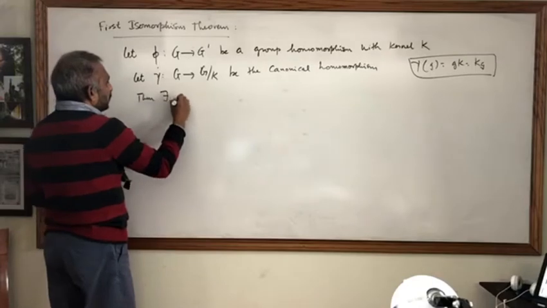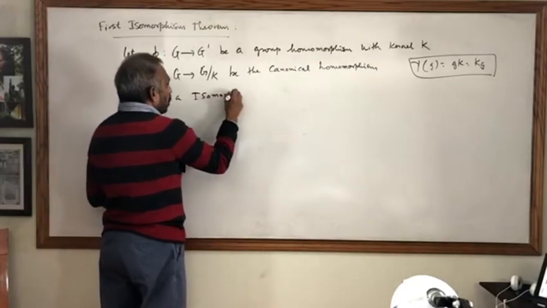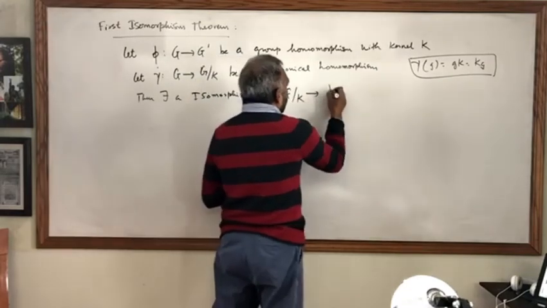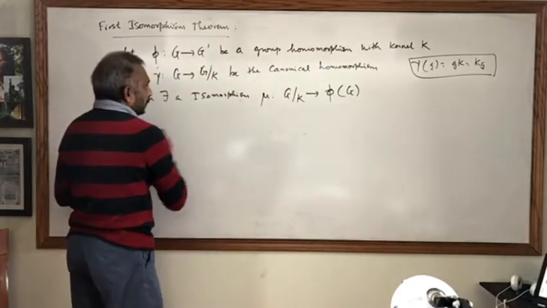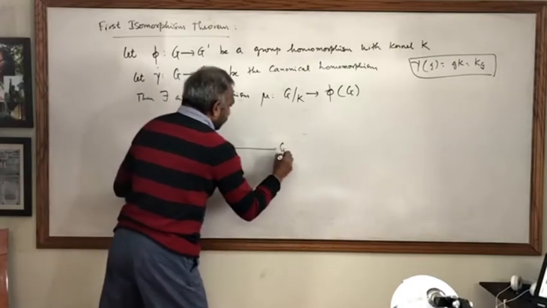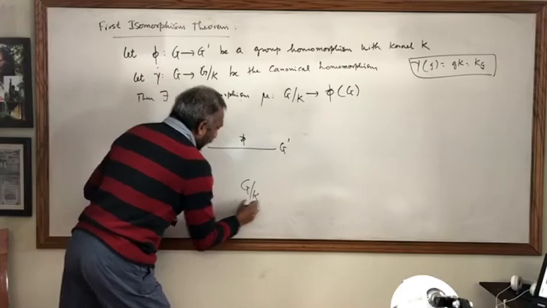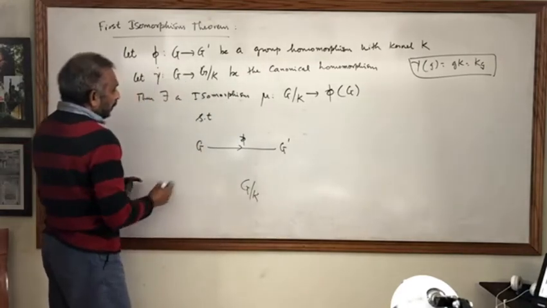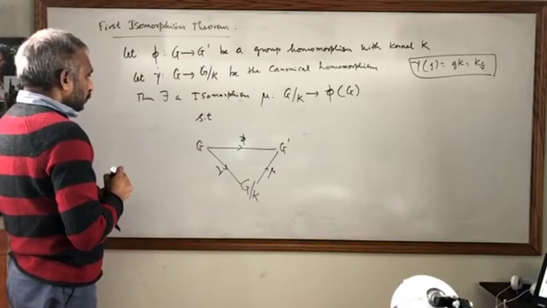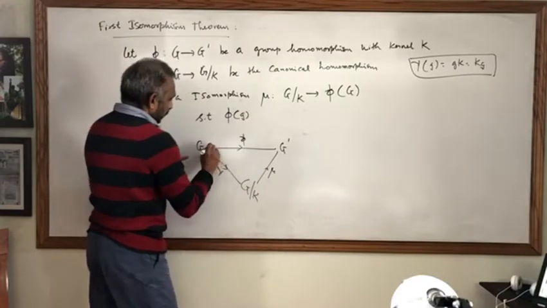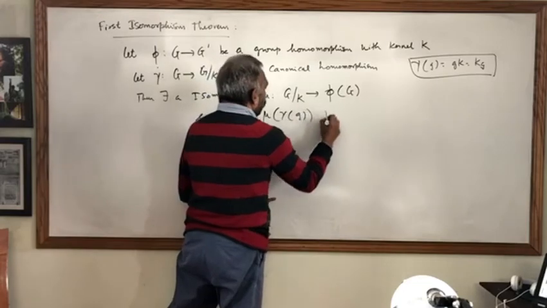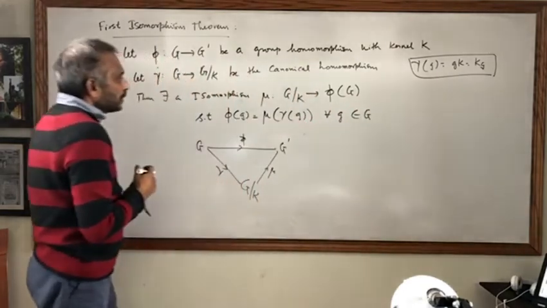Then there exists an isomorphism from the factor group to the image of G such that, so what will be the diagram? G, G prime, this is phi, and you have G over K. K is the kernel of this. This goes like this, and G over K is gamma, and this is our mu. Such that phi of g is equal to mu after gamma of g for all g in G. This is the theorem we established earlier.